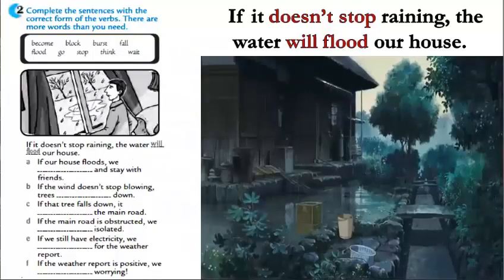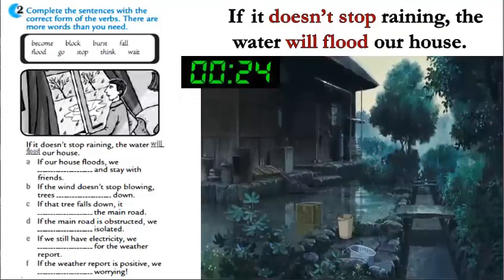The second exercise: also we have to complete the sentences with the correct form of the verbs. Here we have many verbs: become, block, burst, fall, flood, go, stop, think, and wait. Use these words and make meaningful sentences. For example, if it doesn't stop raining, the water will flood our house. Take your time, think about the answers. I'll be back in a minute.